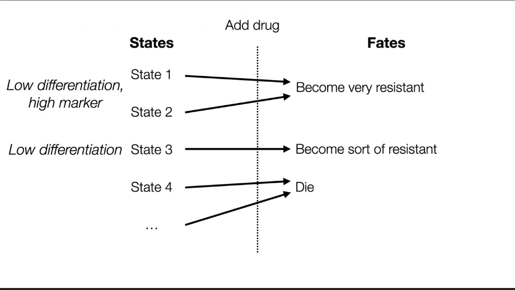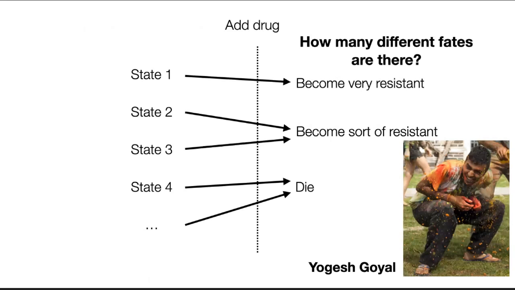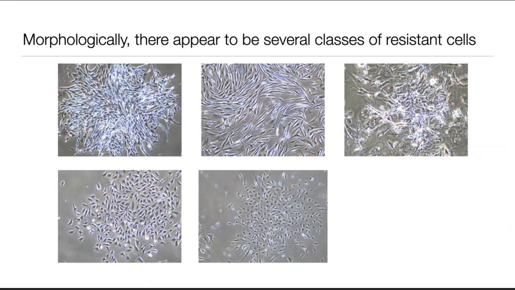This was a question that got Yogesh Goyal, a talented postdoc in the lab, very interested. He was just asking the question, how many different resistant types are there? This very resistant, sort of resistant kind of thing is not particularly systematic or satisfying. So Yogesh did what any modern data scientist would do: he collected a lot of data and used a neural network to classify all the images, that neural network being his brain, filtering images from his eyeballs. He just looked in the dish and said, hey, you can see these different morphological categories of resistant cells.